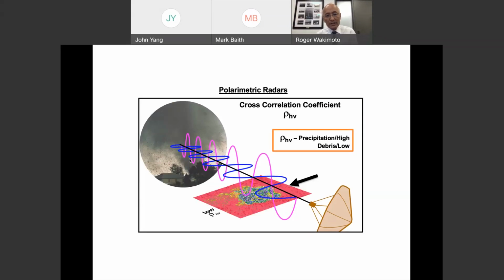This is a horizontal scan. Red on this scan of ρHV is near 1. And you probably could have guessed the purples, the blues, the yellows are much lower values of ρHV. And so in this horizontal scan, I think you can see it. This approximately circular shape tells you exactly where the debris is located. And so it is a favorite variable to locate debris when it's being lofted by a tornado, because it just jumps out at you when you look at a screen.